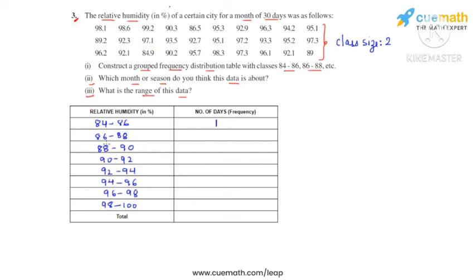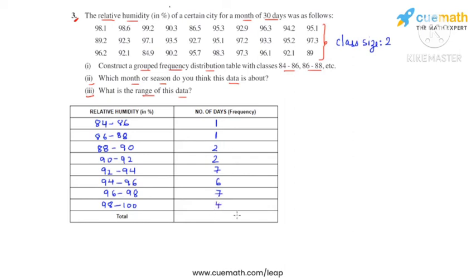Then again, there is only a single day wherein we have the relative humidity within 86 to 88. So we start filling in the rest of the class intervals, and we get the frequency for 88 to 90 to be 2, for class interval 90 to 92 as 2 again, for 92 to 94 we get 7, 94 to 96 we get 6, and for 96 to 98 we get 7, and finally for the class interval 98 to 100 we get 4.